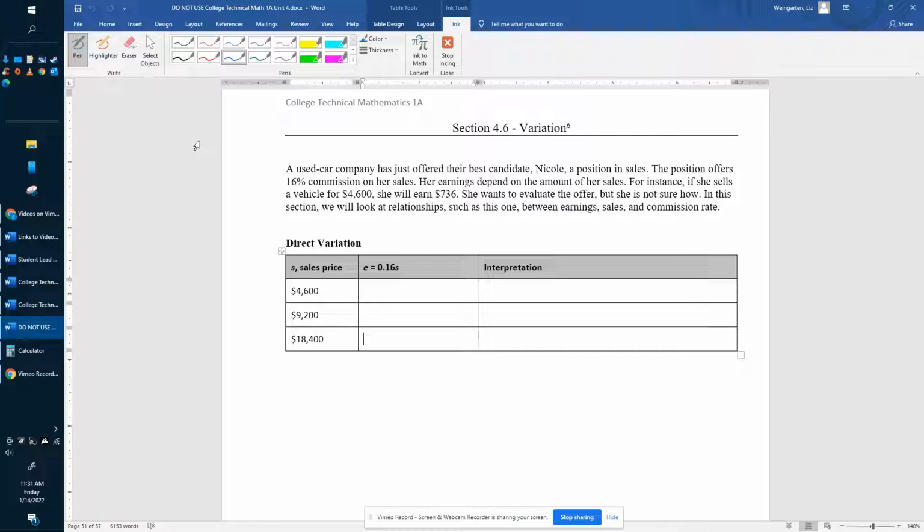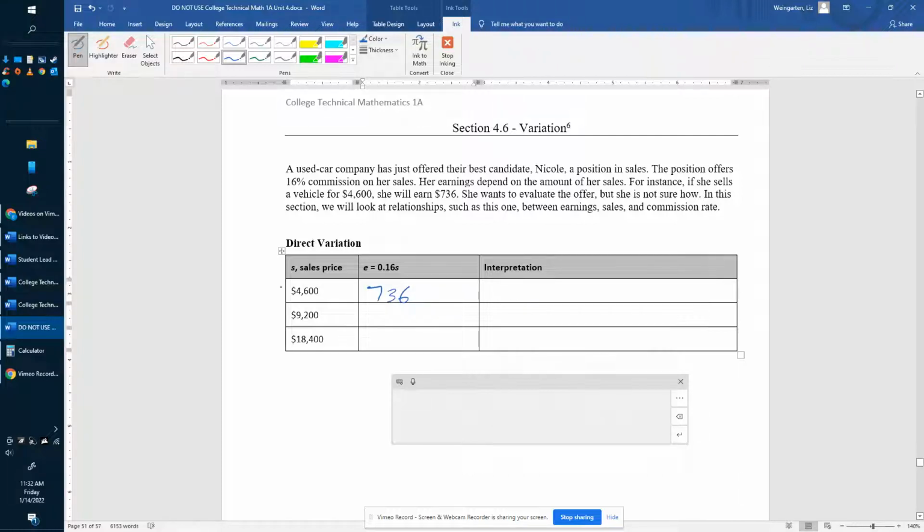A used car company has just offered their best candidate, Nicole, a position in sales. The position offers 16% commission on her sales. Her earnings depend on the amount of her sales. For instance, if she sells a vehicle for $4,600, she will earn $736. So we can go ahead and write that in. $736. She wants to evaluate the offer but is not sure how. In this section, we will look at the relationship, such as this one, between earning sales and commission rate.